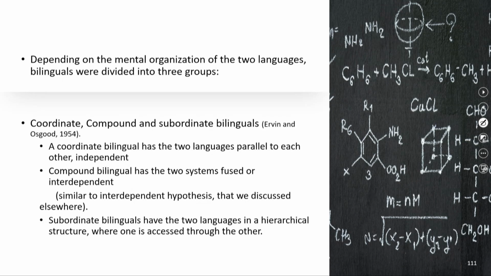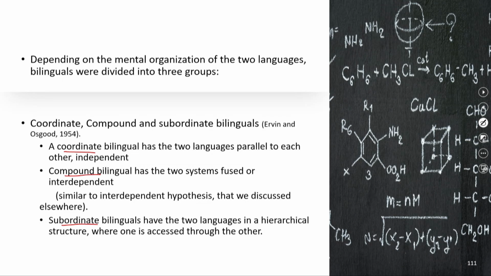Are they stored at the same place? Are they stored separately without any mutual give and take, or are they organized in a hierarchical manner? And if it is hierarchical, as in the L1, because it is already in place, are we using a mechanism where we access L2 via the L1? Depending on these three possibilities, the bilinguals were divided into three groups: coordinate, compound and subordinate. Coordinate is the one where a bilingual has two languages parallel to each other, and they are independent. Compound is when they have two systems fused together, so one storage which can be accessed via different languages.